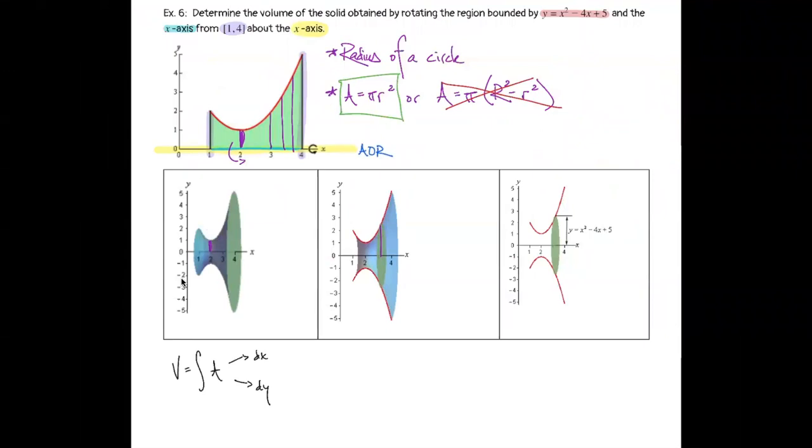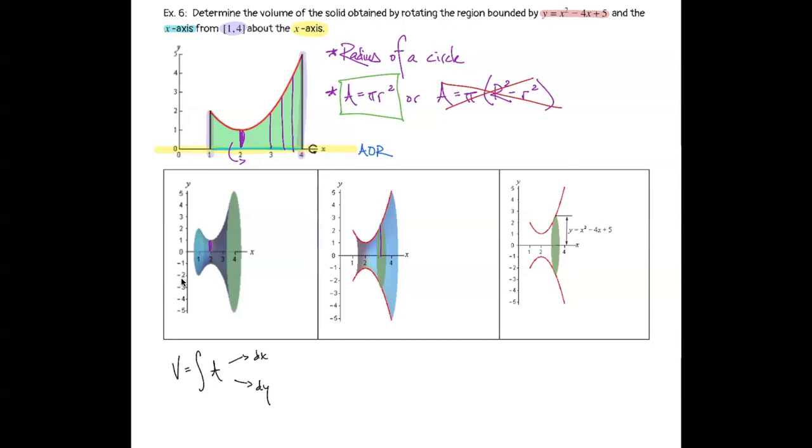We have this starting point at 1. 1 is an x value. We have an ending point at 4. 4 is an x value. And we are adding all of our circles. We are stacking them along the x-axis.